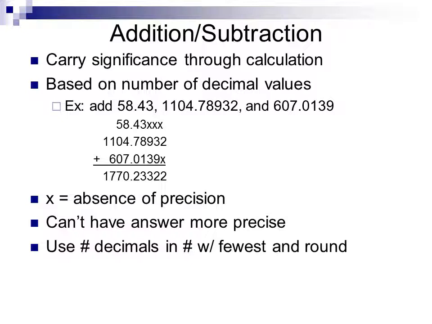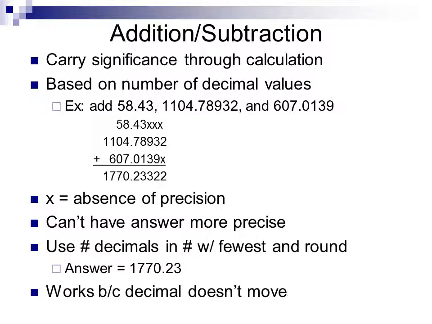Of these three numbers, 58.43 has the fewest decimals, so we will limit our significance to the number of decimals in 58.43, which is, of course, 2. We round our answer to that level of significance, and so our actual answer then is 1770.23, rounding after the second decimal place. This works for addition and subtraction because in addition and subtraction problems, our decimal never moves.